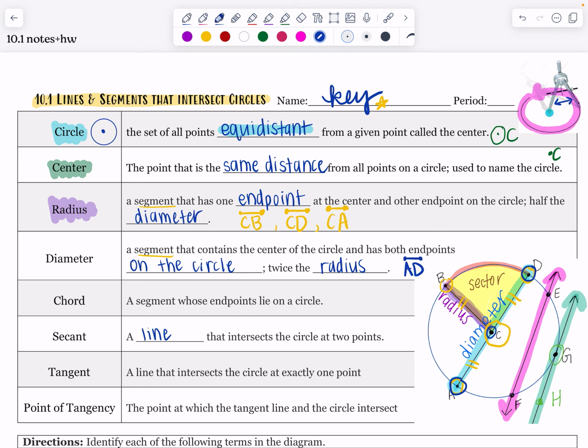I could draw in another one by putting a point on the circle, having it go through the center and go all the way across. That's going to be the widest part of our circle, and that would be a diameter. The diameter is going to be the same all the way around the circle.